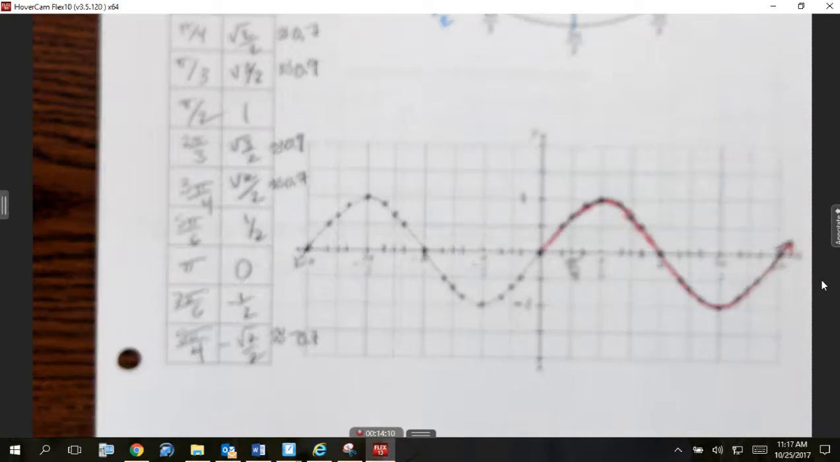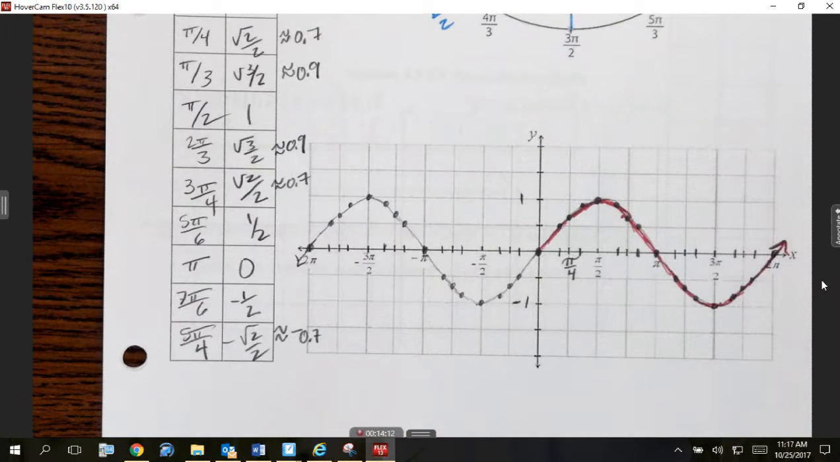I colored in one cycle just so you can see that there's more than one cycle represented up here. I just colored one of them in. Where you might struggle a little bit is when I get rid of some of the points, you're going to want to make zigzags. And you can see right now with these points, these are not zigzags.